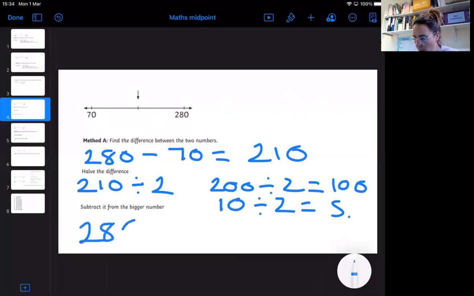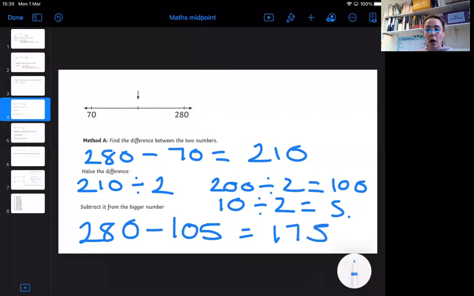Then I need to subtract 105 from that bigger number. I could do that again, either using column subtraction, I could use a number line to work it out, or I could use my knowledge of number. I know that 280 take away 100 is going to be 180. I know that 180 take away 5 is 175. So 175 is the midpoint.